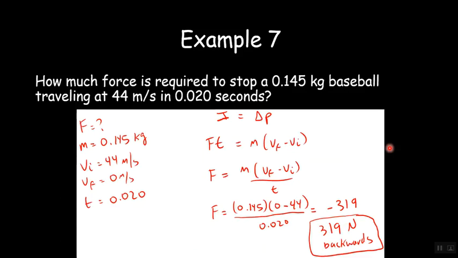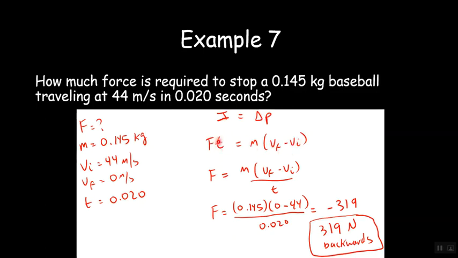Okay, let's look at an example. How much force is required to stop a 0.145 kilogram baseball traveling at a speed of 44 meters per second in a time period of 0.020 seconds? Here they used I for impulse. Impulse is the change in momentum. So impulse consists of force and time. Change in momentum consists of mass times final velocity minus initial velocity.